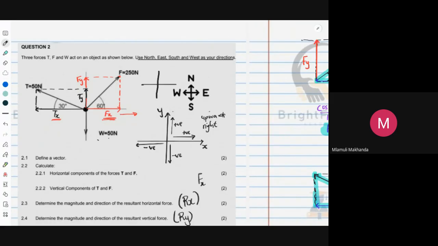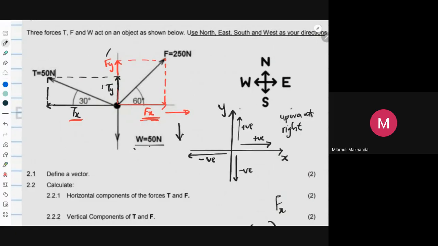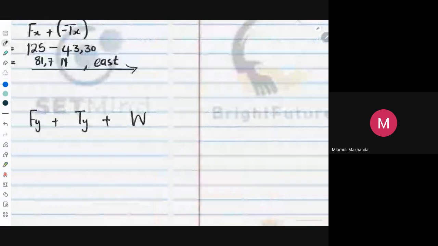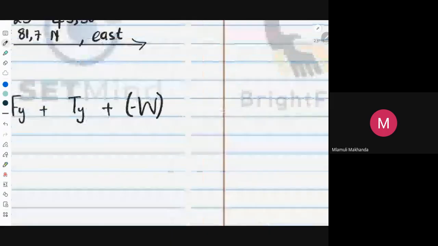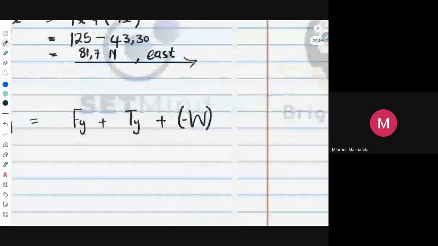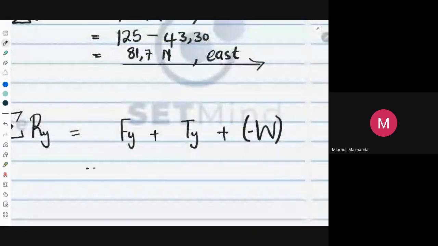Okay, that's why we do not neglect any of them. Now we have W, but check, both Fy and Ty are going up, which is the direction we chose as positive, and only W is going down. That means W will be negative, right? W is like friction, if you have reached the topic of friction, it opposes the direction we are going. In this case, we're not going anywhere, but we just chose up as positive.